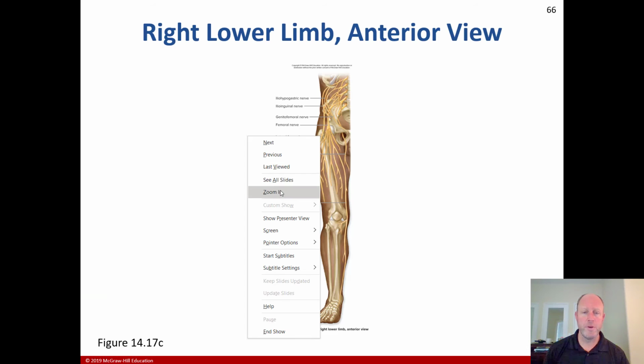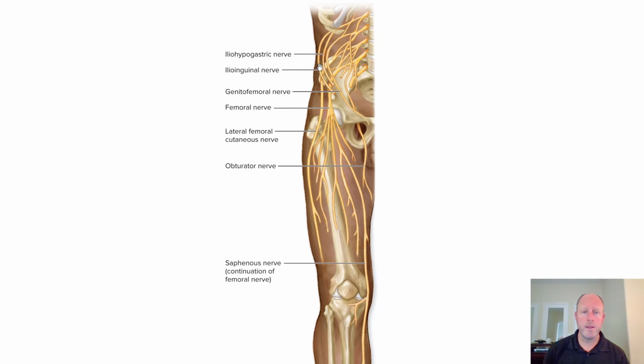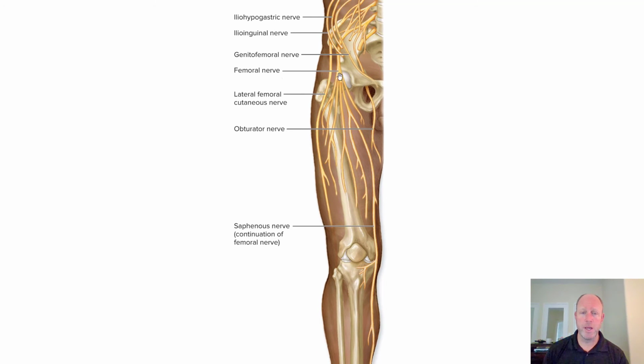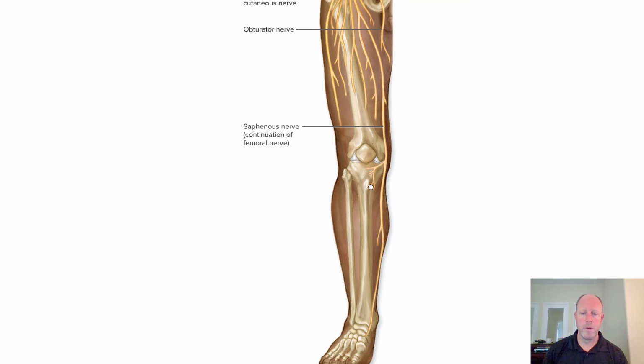And our right lower limb, anterior view. So then we have our iliohypogastric nerve, our ilioinguinal nerve, a genitofemoral nerve traveling through here, and our femoral nerve, the large one here emanating out, the lateral femoral cutaneous nerve, obturator nerve, which again began up here, down through here. And our saphenous nerve, showing you here, having branched out from the femoral nerve and coming down all along here.